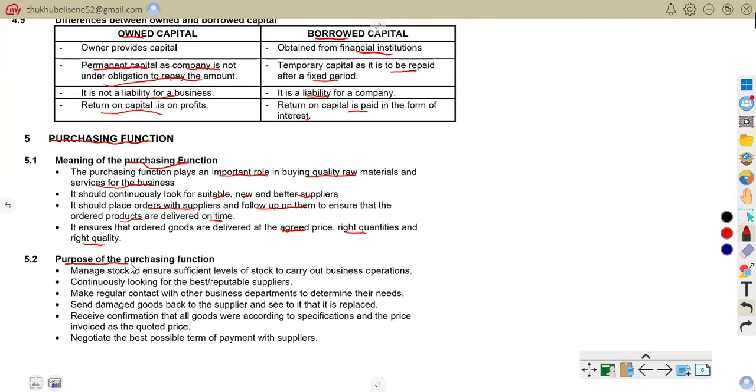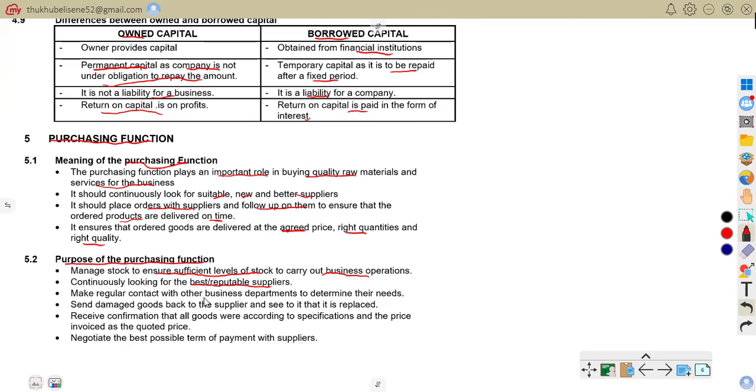Purpose of the purchasing function. They manage stock to ensure sufficient levels of stock to carry out the business operations. So they make sure that the stock is enough to carry the business, so that the business is not going to find themselves selling nothing when the customers want the stock. Continuously looking for the best reputable suppliers. So they look for those suppliers that are providing good raw materials, suppliers that are reliable. So they look for such suppliers.